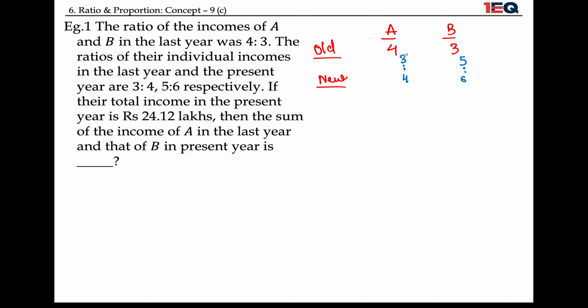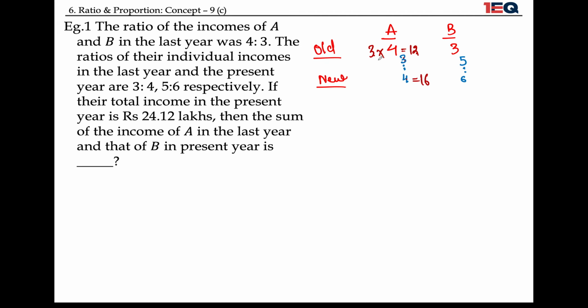is the ratio is 3 is to 4 over here. If I multiply this 4 with another 3, so 3 4s are 12, this would come out to be 12. Now, the ratio between old of A and new of A is 3 is to 4. So, if 3 times 4 is equal to 12, then 4 times 4 would be equal to 16.